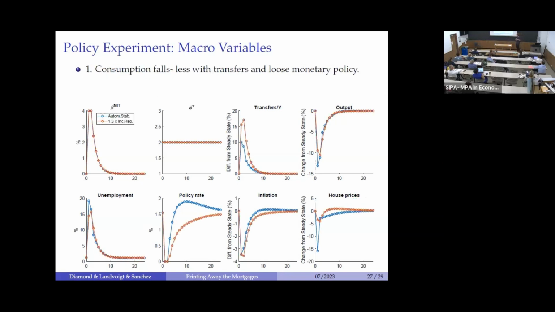And here is what happens with the transfers, but without the loose monetary policy. There's still some output drop, but it's significantly reduced. The policy rate still is going to go down. Inflation is not super different, and we don't get a dramatic crash in house prices, but house prices are about flat.